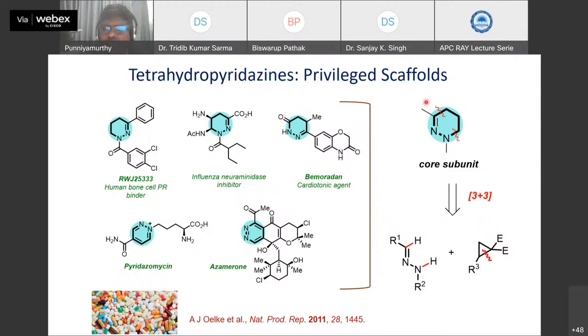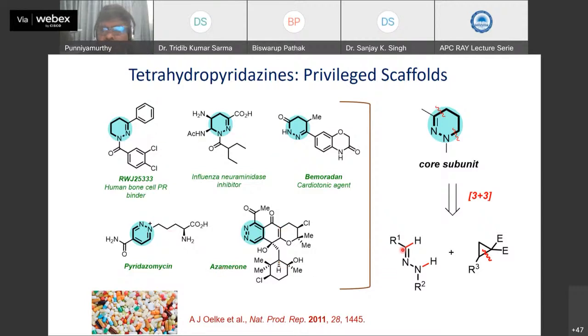Tetrahydropyridazines. The structure is shown here. This scaffold is present in several medicinally important molecules and drugs. If you look at this review, they use several steps and reagents to construct this scaffold. It looks simple, but it's not that easy.